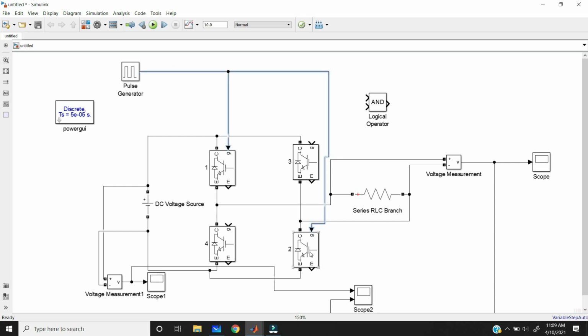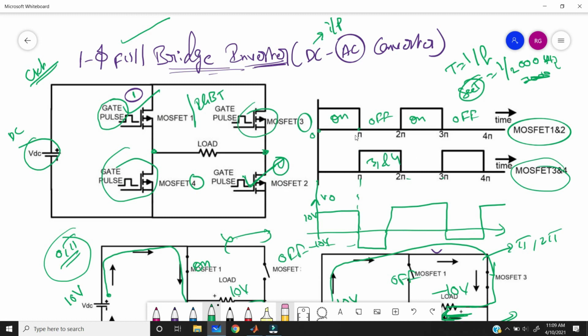Okay, so after that, we need to give the pulses to 3 and 4 at a time. When do we need to give 3 and 4? From pi to 2 pi, where switches 1 and 2 will be off, then only we need to turn on 3 and 4, right? If this is on, this pair is off. If this pair is off, this pair is on, like that only.